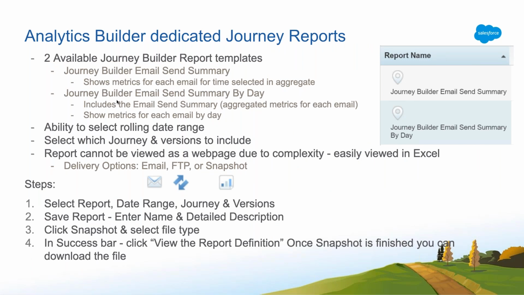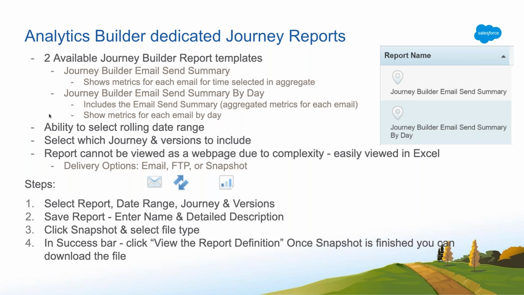Now, you don't have to just go to the Journey Builder UI to get information about how your journey is doing. Analytics Builder has a couple of dedicated reports for Journey Builder. They have Journey Builder email send summary and Journey Builder email send summary by day. The first one shows the metrics for each email in aggregate. So it's going to list out your emails and it's going to show you the stats across the date range.